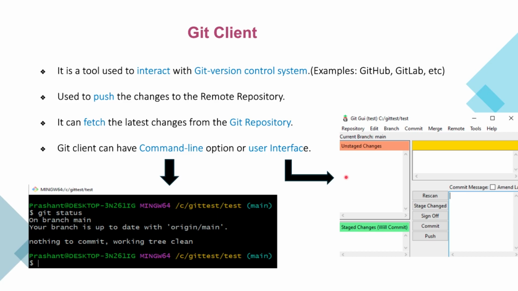Now we will see GitHub and the Git client. For GitHub, we need to create the account. For a Git client, we will download the software in our system and configure it to connect to the remote system.